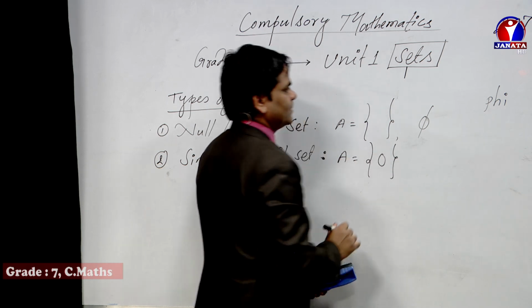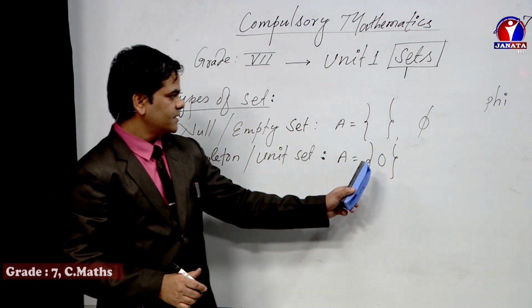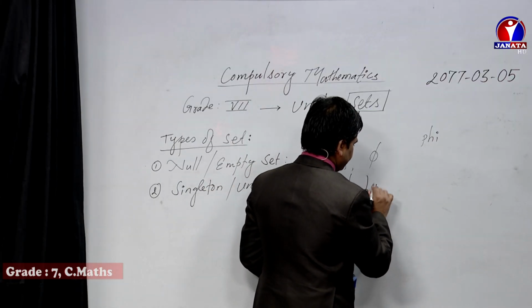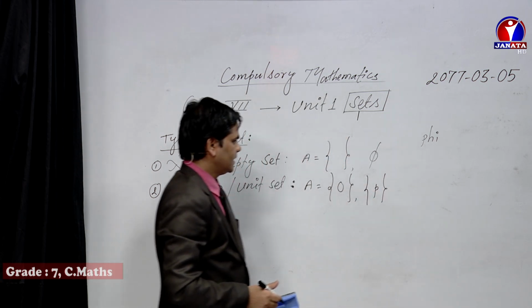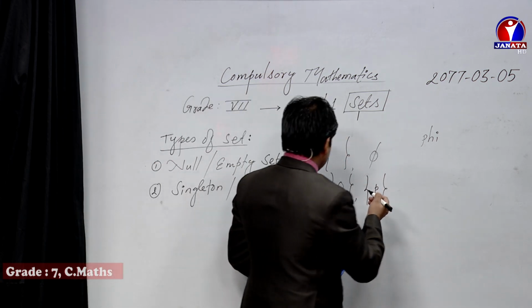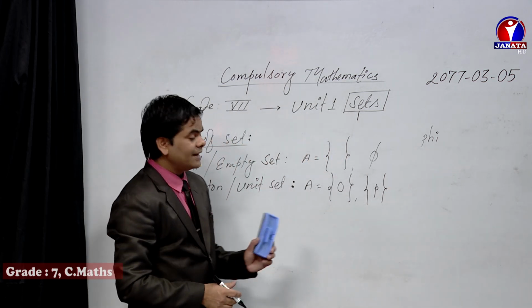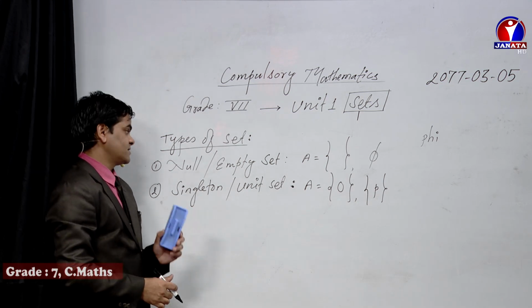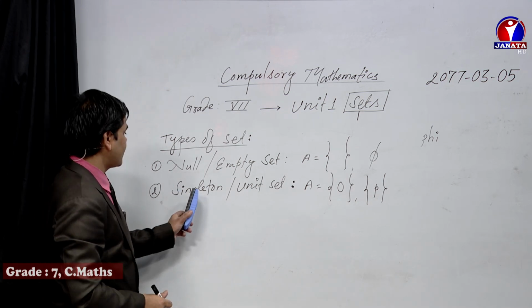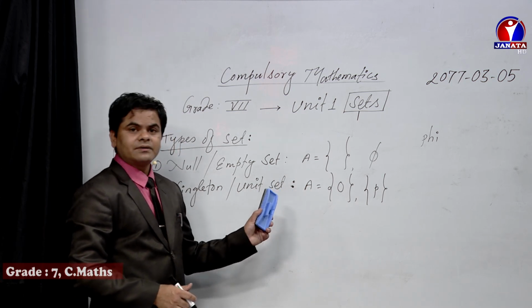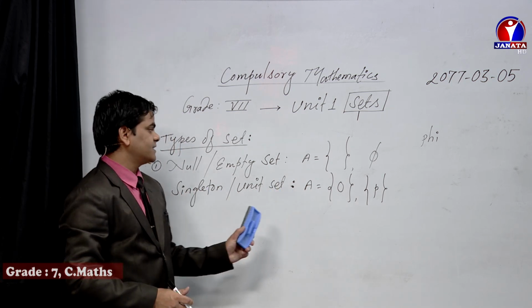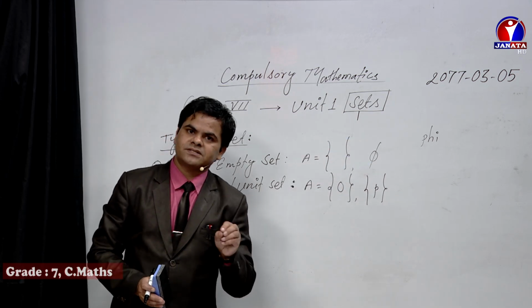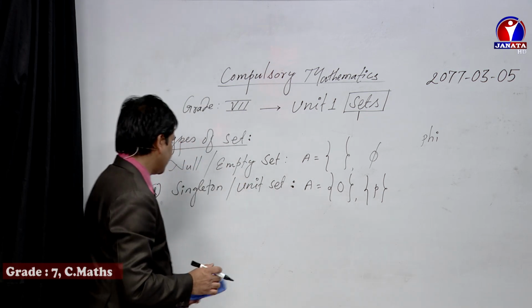That means we can write this one. At that time I had used this one, but it is not a null set. You can keep another example also, P. If you keep only one element inside the curly bracket, that type of set is known as unit set or singleton set. In any examination, if you are asked to give an example of a unit set or singleton set, you can write any alphabet or any number, but there must be only one element.